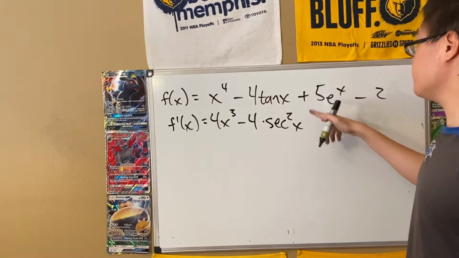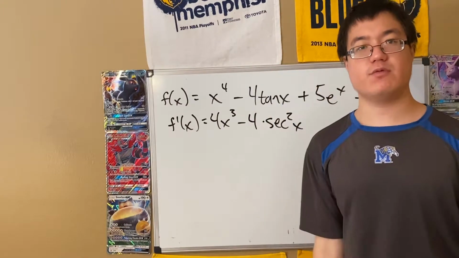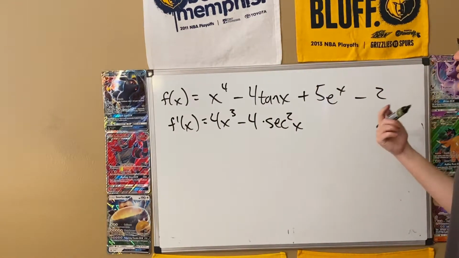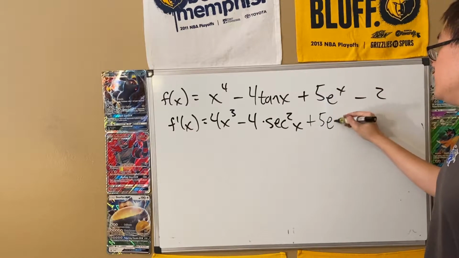This question right here came from our previous video, but remember that e to the x is the best function in the world. The derivative of e to the x is still e to the x. So what do we do with this 5? Well, we just write plus 5 e to the x.